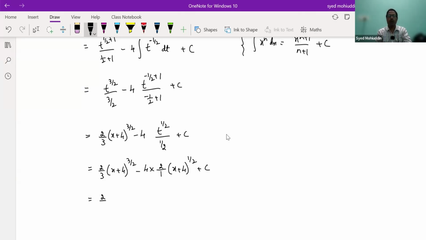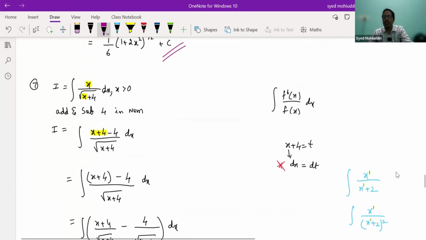Or you can write 2 by 3 times x plus 4 to the power of 3 by 2, minus 4 times 2, which gives you 8, so 8 into x plus 4 to the power of half, plus the constant c. So that will be the required solution.